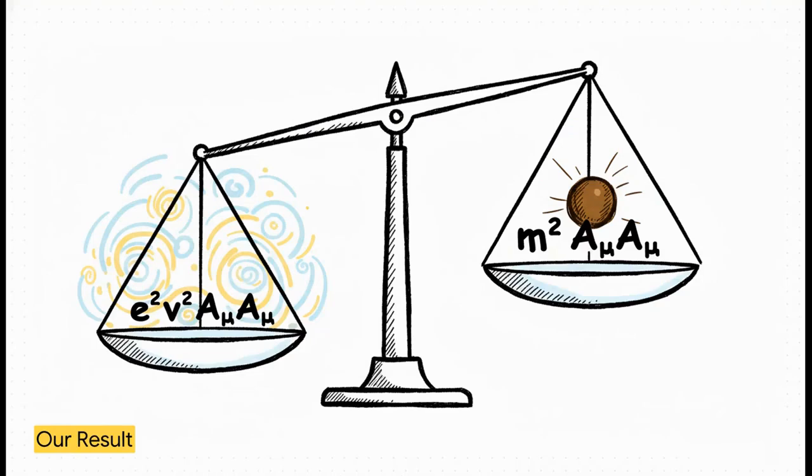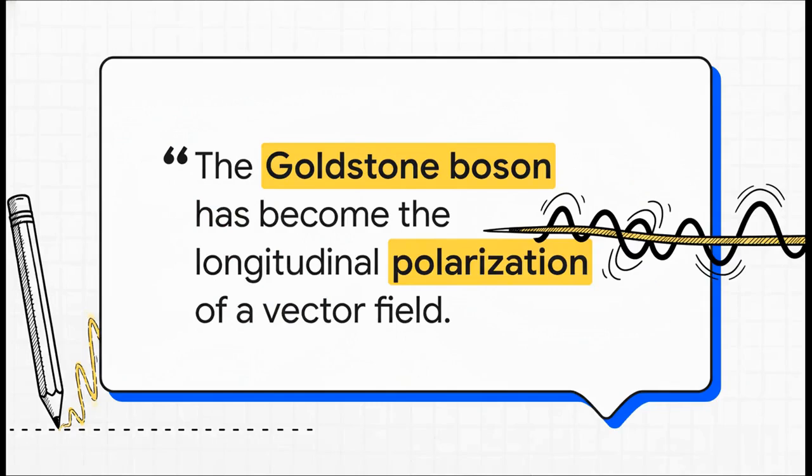You can just line them up side by side. The term that popped out of our equation has the exact same form as a generic mass term. And just by comparing them, we can literally read off the mass of the gauge particle. It's the coupling strength E times that vacuum value V. It's not magic. It's just the consequence of a force-carrying particle trying to move through that cosmic molasses of the Higgs field.